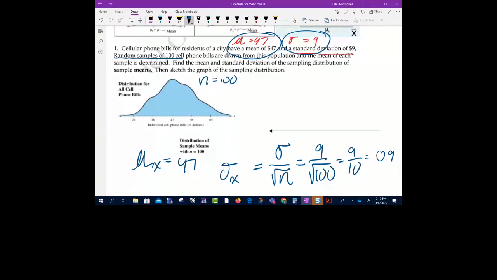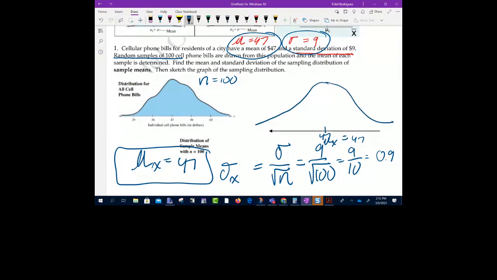Now, y'all, what I'm going to do is sketch a graph of my sample distribution, okay? What did we say our average was here? Did it stay the same? Did it change? Stayed the same. And what was the average cell phone bill? $47, right? So look, y'all, that's $47, okay? Now, I'm going to kind of draw my picture here.